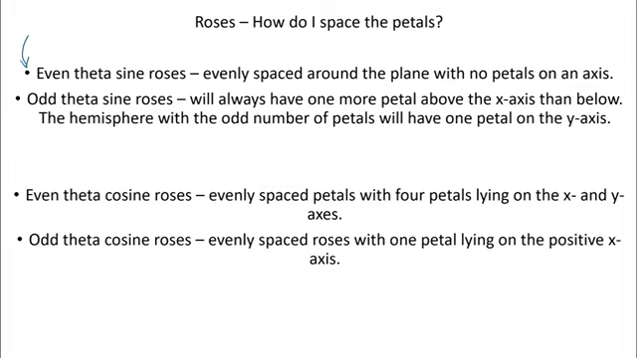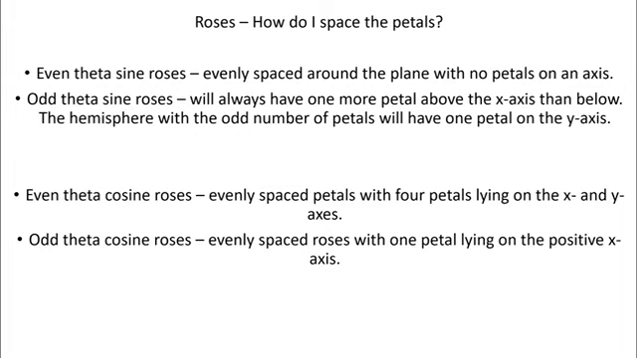For odd theta sine roses, so this would be like sine 3 theta, sine 5 theta, sine 7 theta, and so on, there will always be one more petal above the x-axis than below it. So if I'm working with sine of 3 theta, I would have 2 petals above the x-axis, 1 petal below the x-axis. If I'm working with sine 5 theta, I would have 3 petals above, 2 below. Sine 7 theta, I would have 4 petals above, 3 below.